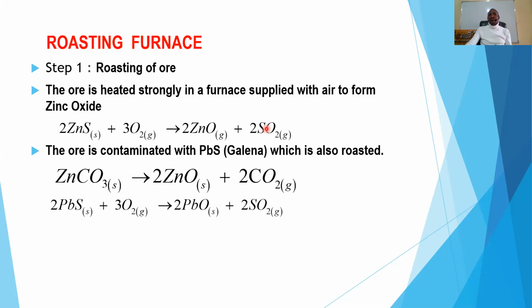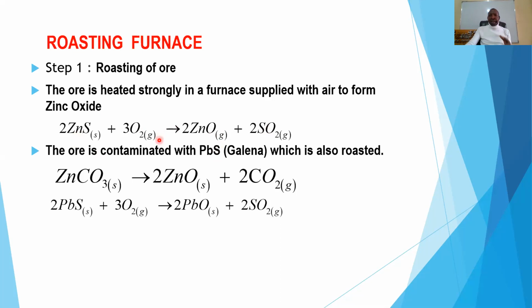You may be asked which other plant should be located near a zinc extraction plant, and it will be the sulfuric acid plant, because the zinc sulfide, or rather metal sulfide, is one of the raw materials required in the manufacture of sulfuric acid.